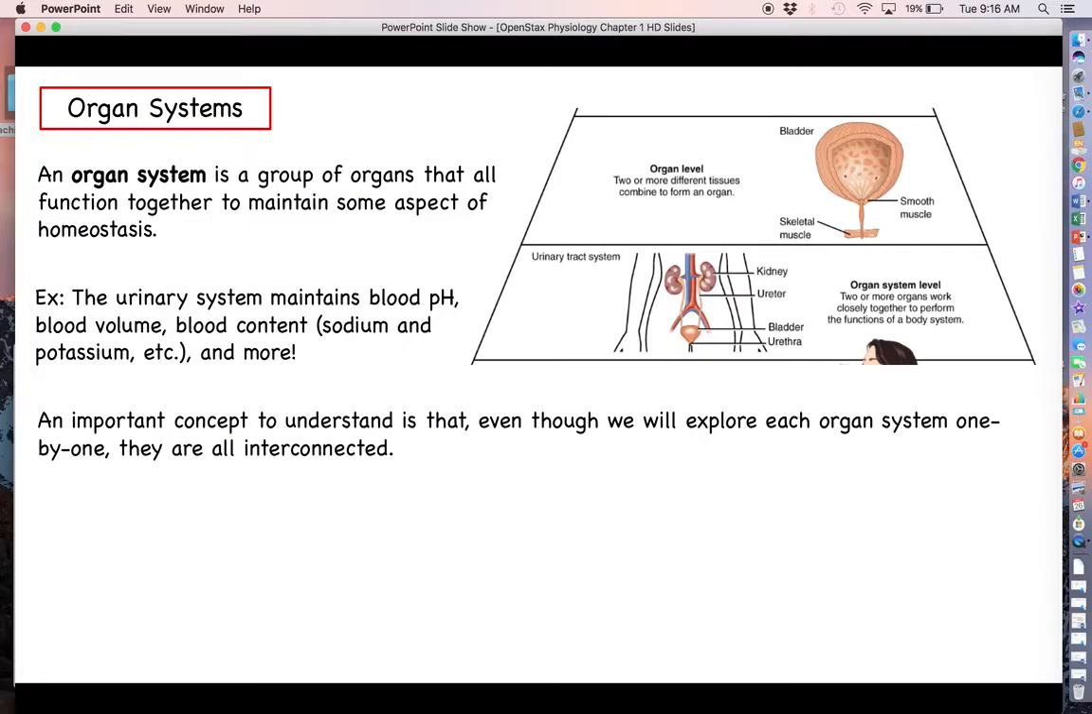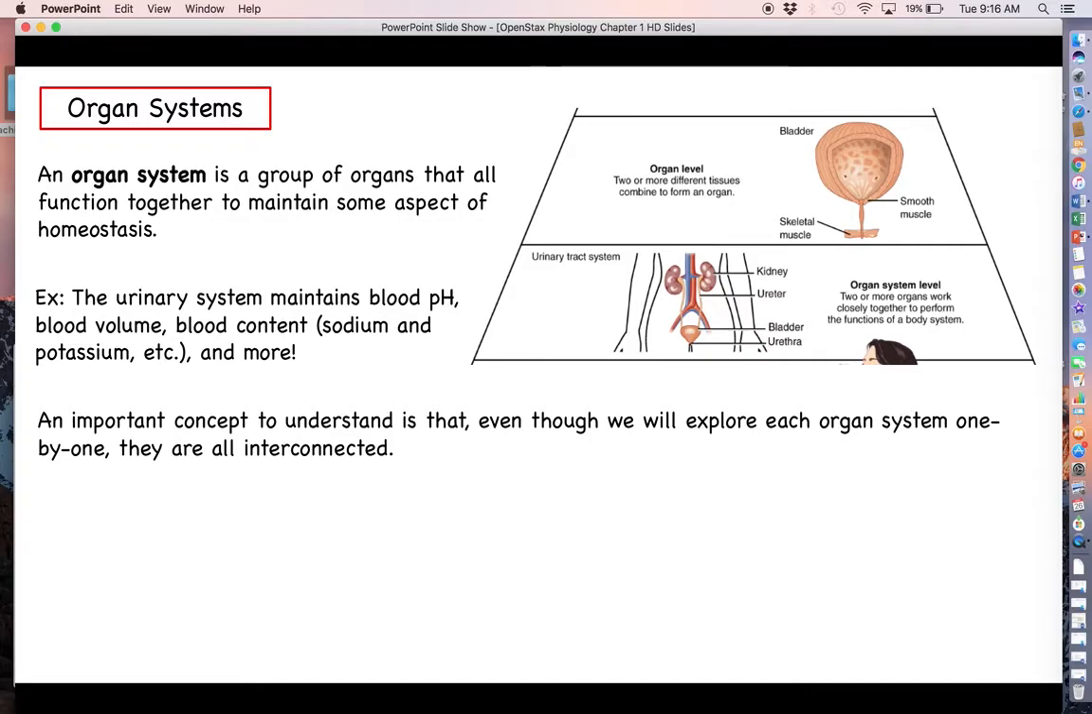One important concept that we're going to have to accept now to save ourselves some heartbreak later on: even though we're going to be looking at individual organ systems one by one, for example, the urinary system will probably be one of the very last things that we discuss in this class, it's important to understand that these things are not existing in a vacuum.